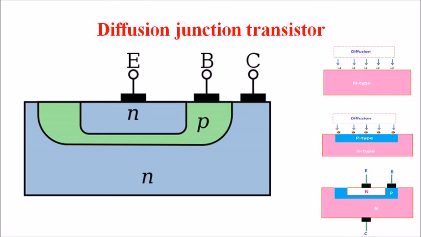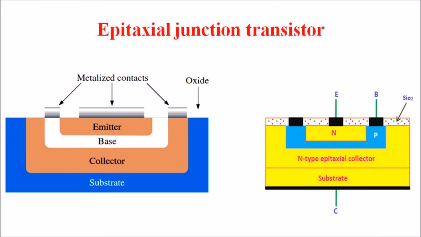Thus, an N-type layer, that is the emitter, is created on the P-type layer, that is, on the base layer. At last, a thin layer of silicon dioxide is grown over the entire surface so that the aluminum contacts can be made for the emitter and the base leads. The next one is the epitaxial junction transistor.